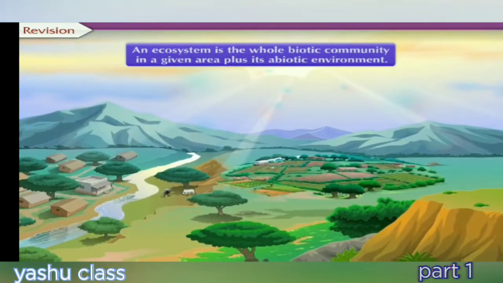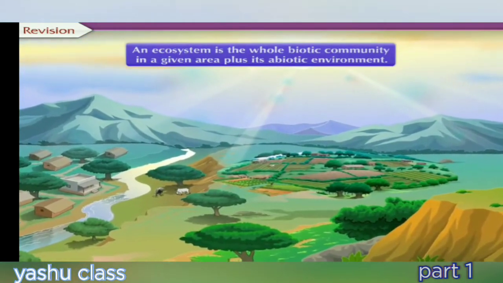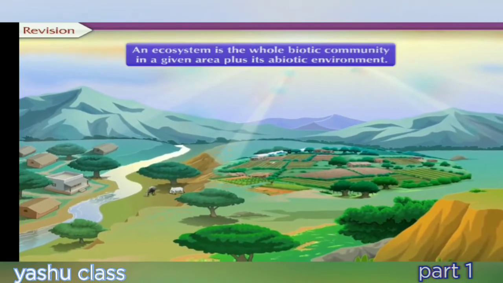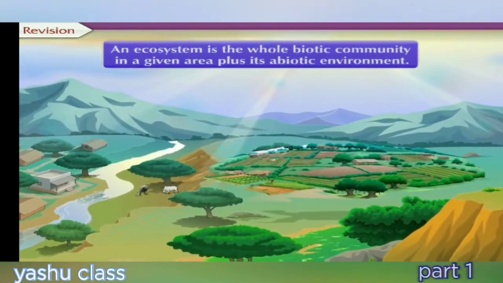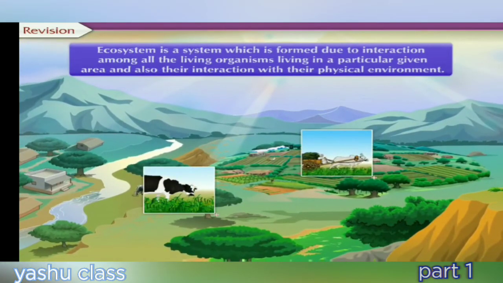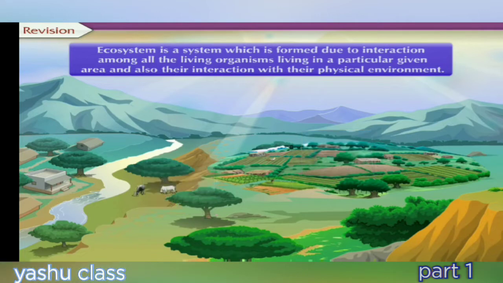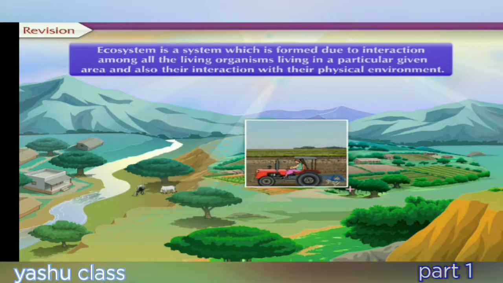An ecosystem is the whole biotic community in a given area plus its abiotic environment. It is a system which is formed due to interaction among all the living organisms living in a particular given area and also their interaction with their physical environment.